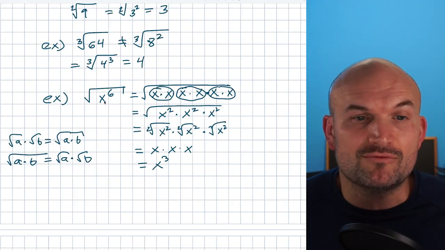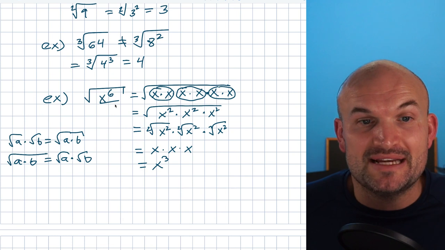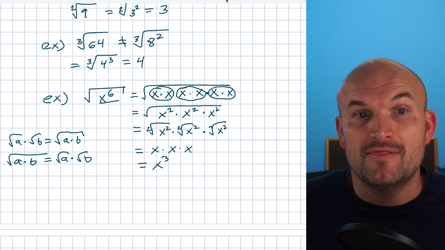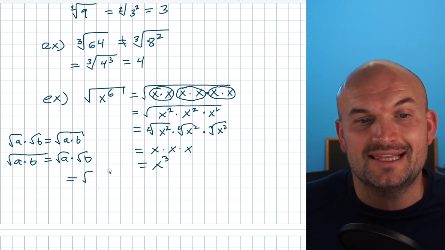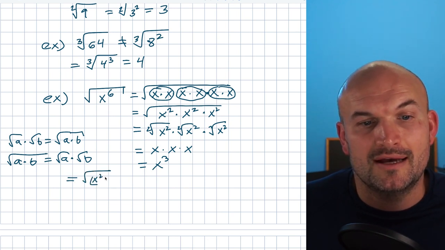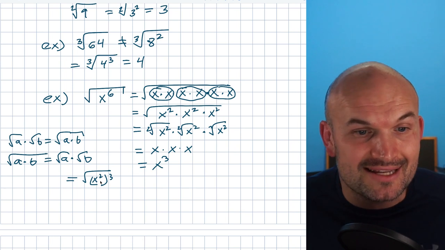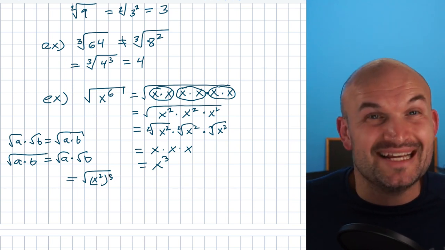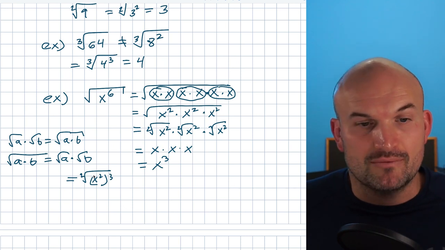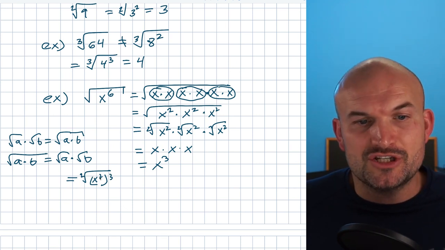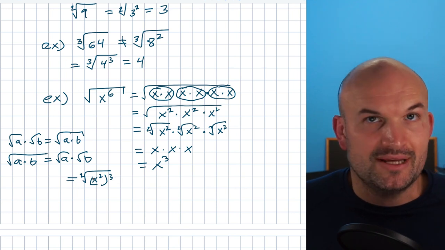Because again, if I can rewrite this x to the 6th power as being something raised to the 3rd power, then I can go ahead and simplify that. So the way I'm not going to do that is to take this as x squared and then raise it to the 3rd power. Now, yes, x squared raised to the 3rd power is x to the 6th. But again, remember, this has an index of 2. These need to match, right? And even though these two match, this 2 is being raised to the 3rd power, so we can't simplify it.